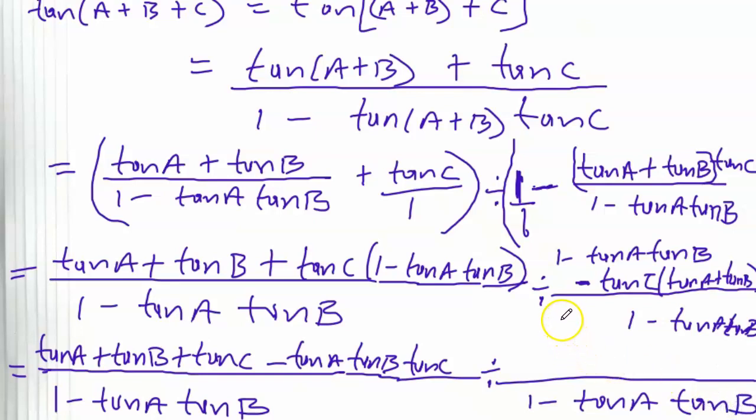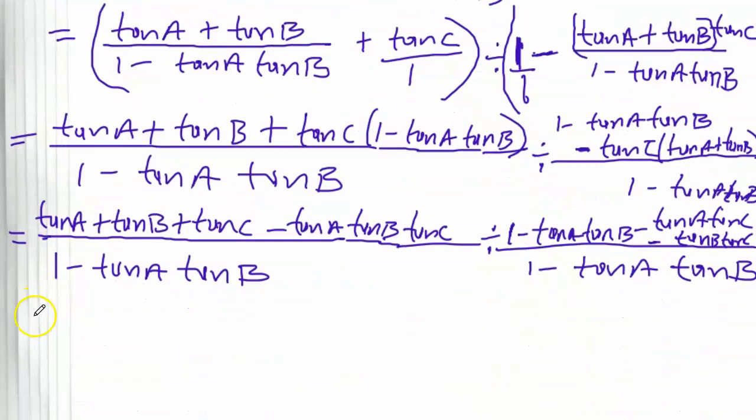And if we expand, we get 1 minus tan A tan B, minus tan A times tan C, minus tan B times tan C. So minus tan A tan C minus tan B tan C. Alright, can we group anything now?